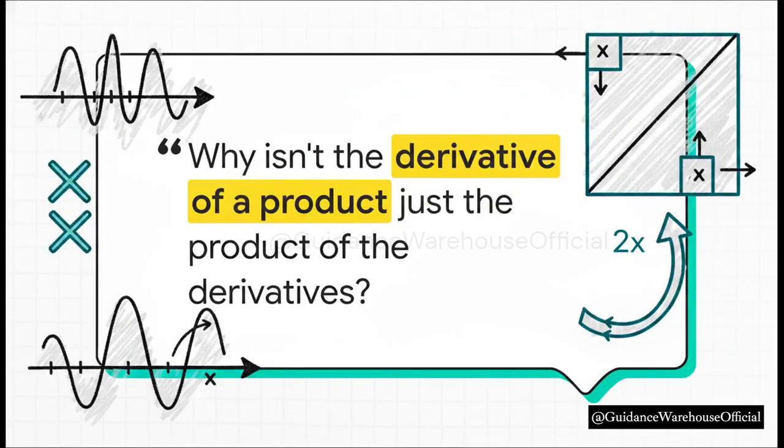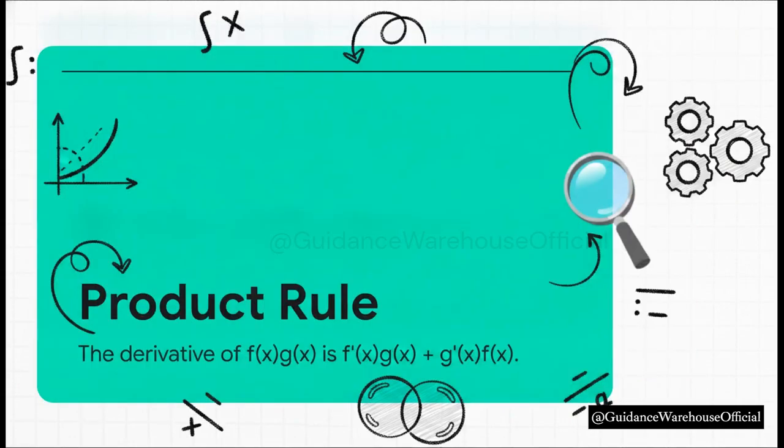Now you might be asking a very logical student question right about now. Wait, why isn't the derivative of a product just the product of the derivatives? Honestly, it feels like it should be. But remember, rates of change interact dynamically. Think about it. If you multiply x by x, you get x squared. The derivatives of x and x are just 1, but the derivative of x squared is 2x, not 1 times 1. Because of that dynamic interaction, we have a very specific formula, the product rule.